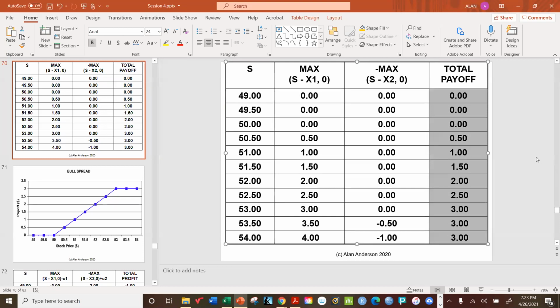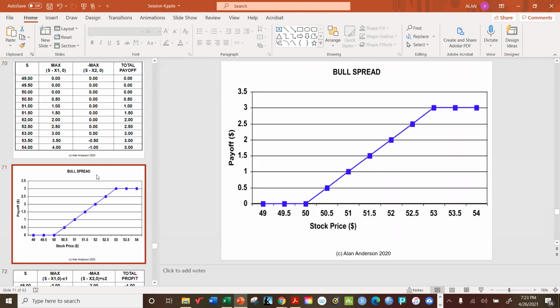That's interesting. Guess what this looks like? This is the payoff, remember. What do you know? How cool is that? I think you'll agree that that's an interesting payoff profile. And again, don't forget, this is the payoff. This does not include the premiums that we paid for these options.